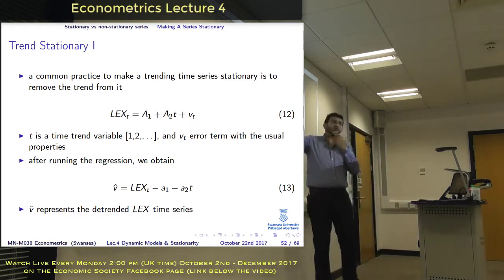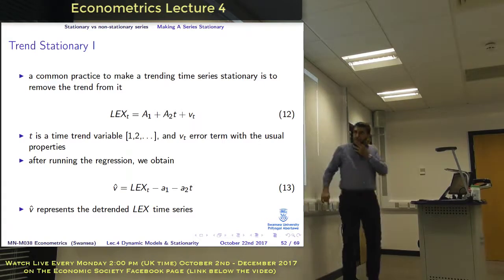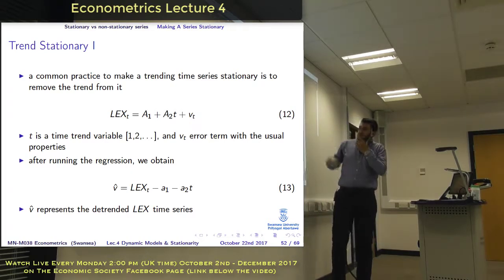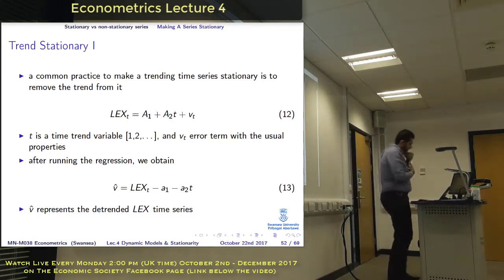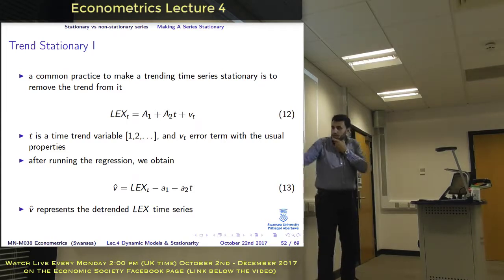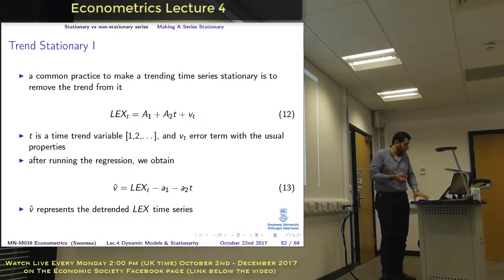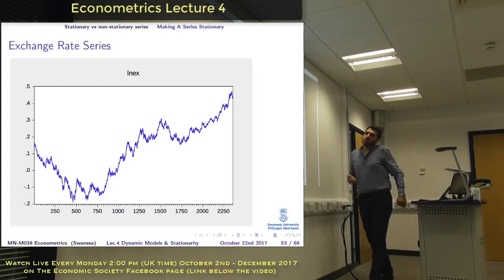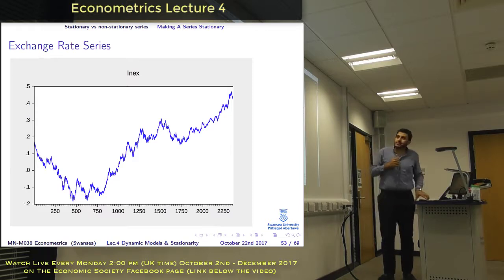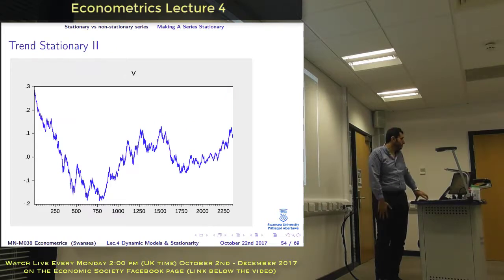If you run a regression of the series on a constant and time trend, so you have time t here, the residuals in that case will give you the detrended time series. So v hat here is the detrended exchange rate time series. Okay, so that's one way to do this. If we do this with the series in hand now, this is the original time series that we saw before, and when you detrend it, this is how it looks.